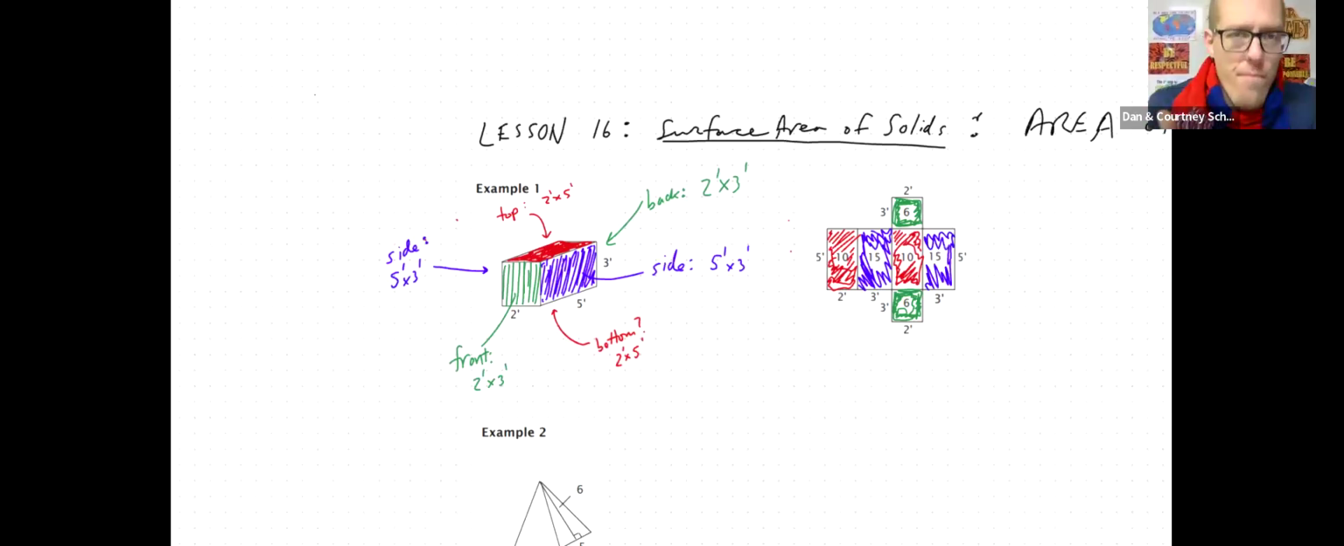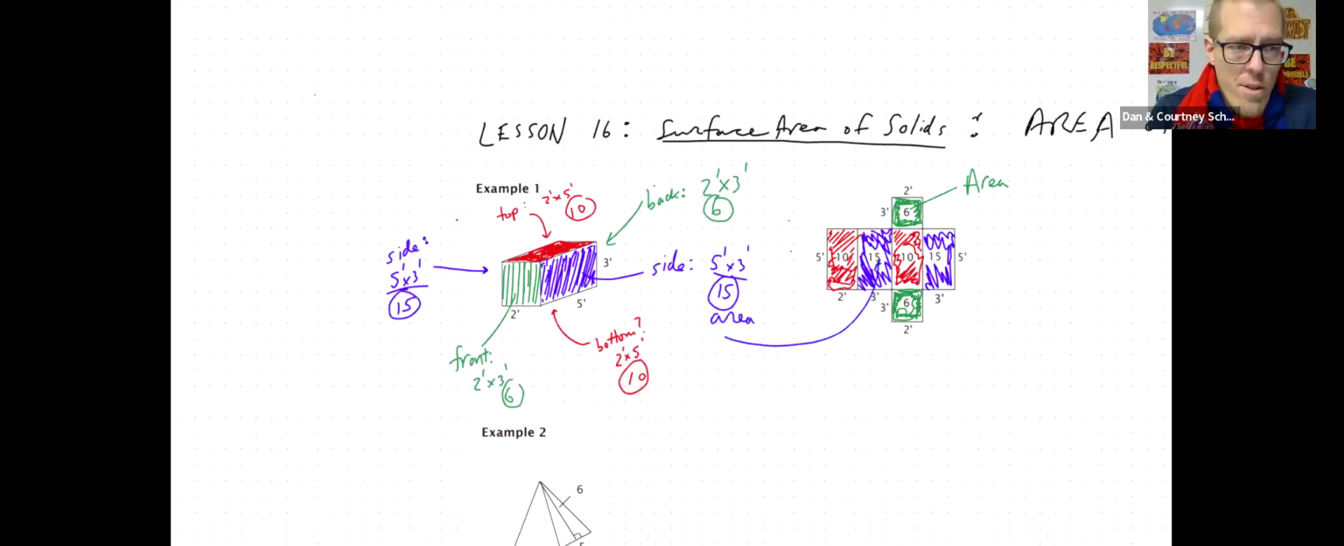So if we unfold the thing, we see that this is now a two-dimensional shape, which we can add up all the areas for. Just like we had 5x3, we know that's 15. Over here, 5x3 is 15. We're adding the 2x5 to get 10, and the 2x5 over here to get 10. And we're adding the 2x3 to get 6 each time. So the picture shows the 6, that's the area. It shows the 15 area, and it shows the 10.